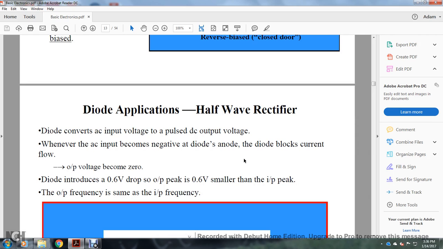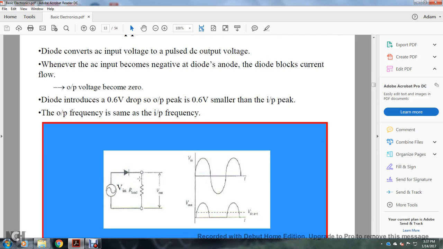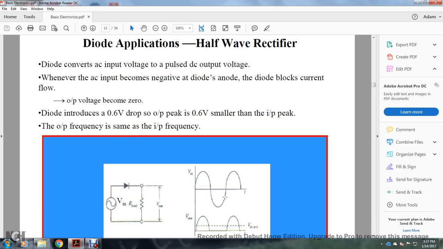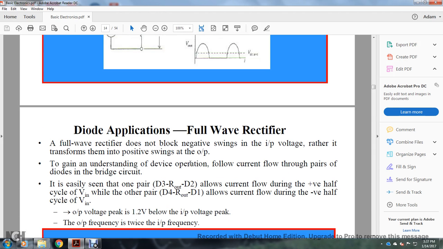Diode application, half-wave rectifier. A diode converts an AC input into a pulsed DC output voltage. Whenever the input becomes negative at the diode's anode, the diode blocks current flow, and the output voltage becomes zero. The diode drops 0.6 volts, so the output voltage is 0.6 volts smaller than the input peak. The output frequency is the same as the input frequency. So you have a rectifier going through current, showing the different peaks of the event, converting AC to DC output voltage, the same as the peaks.